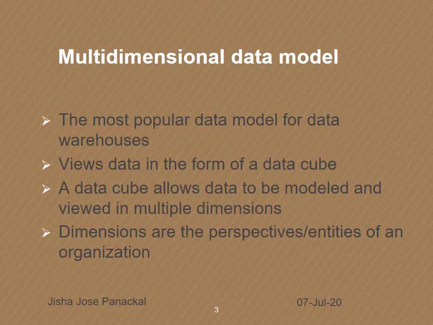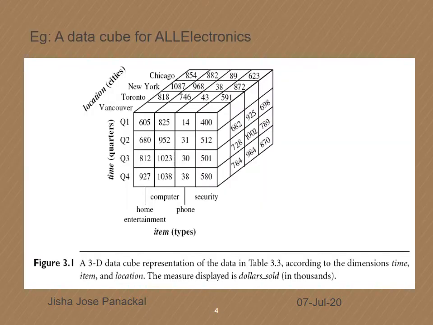We have seen all this, but you have to see the points once again. I hope you remember this figure. This is a data cube for all electronics data. This is a data warehouse for all electronics. We have three dimensions. One is item, the second is time, and the other is location. We have item types.